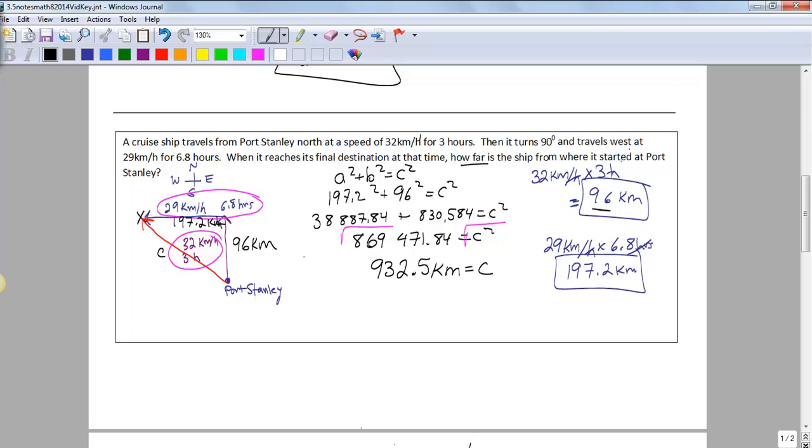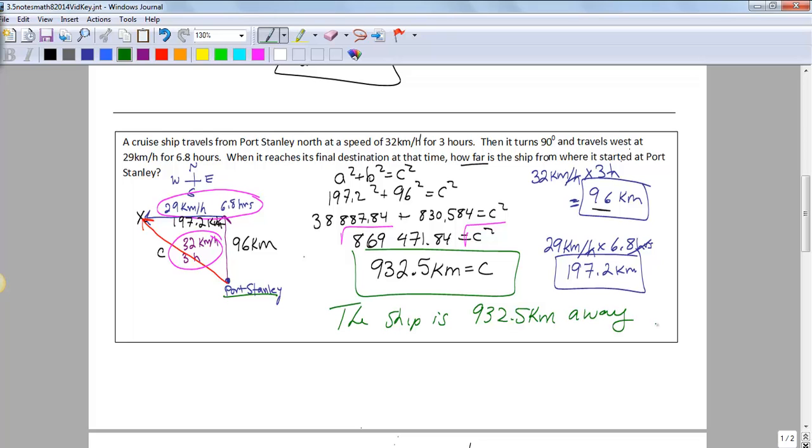So this question, you're not looking at the total distance it traveled, just how far it is from where it started. Great. So then, concluding sentence, the ship is away from where it started by that distance. Great. So hopefully that makes sense.